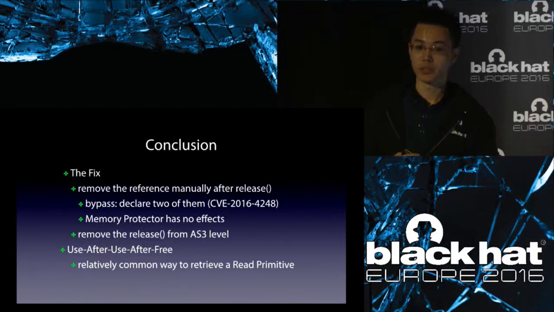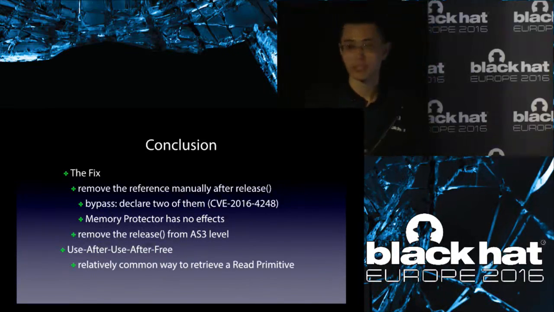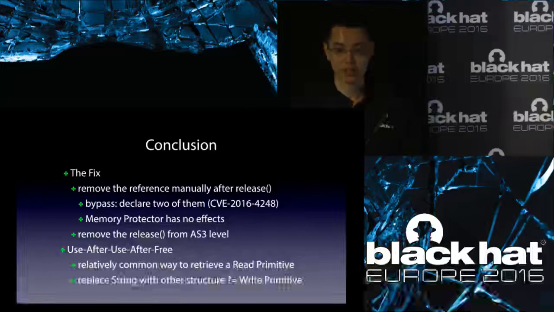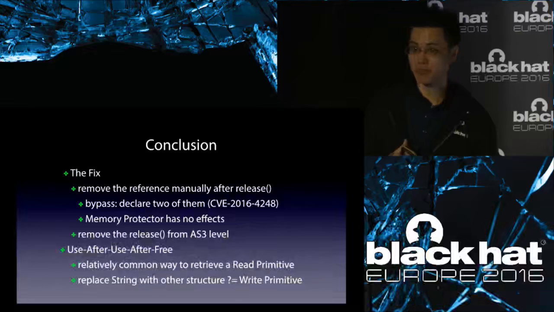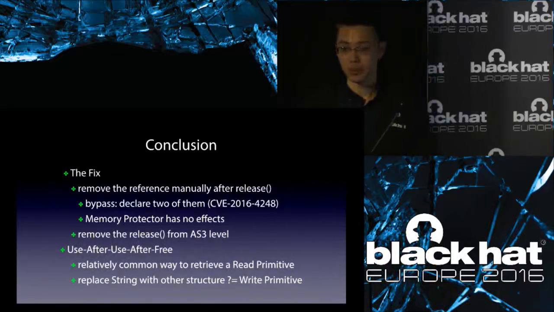And currently we're dealing with a string object, and thus it gave us a read primitive. In the future, if we can find some other array-like structure to corrupt, maybe we can get a write primitive. And that will be very helpful for the exploit to work on Windows 10.